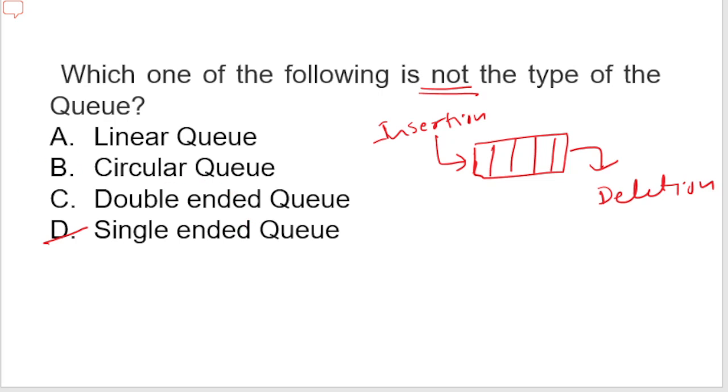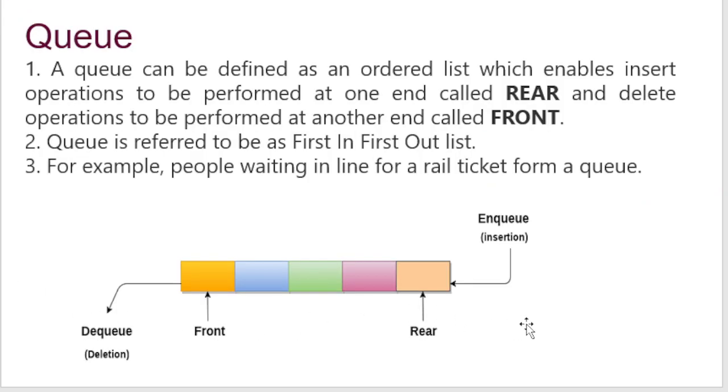Okay, so we will see what a queue is. Queue can be defined as an ordered list which enables the insert operation to be performed at one end called rear, and the delete operation to be performed at another end called front. Like this we saw in the image, it is front and it is rear. Queue is referred to as first in first out. So guys, sometimes they also ask that queue is first in first out.